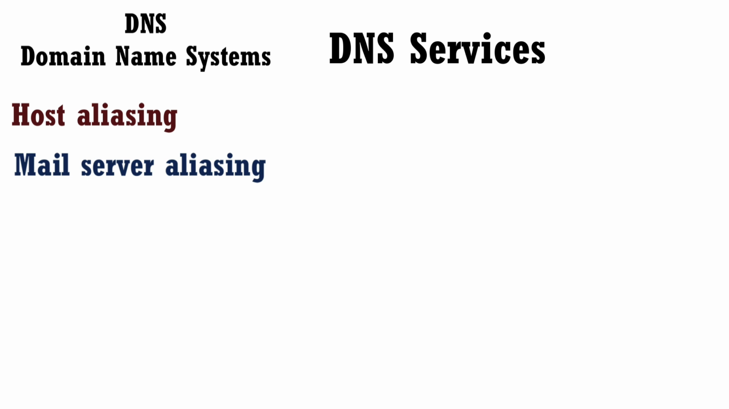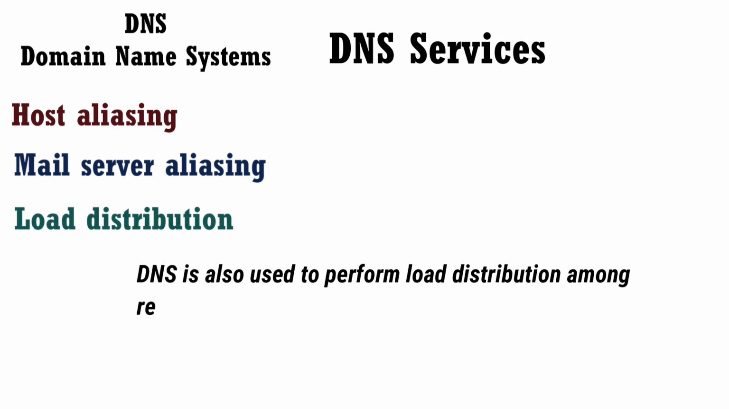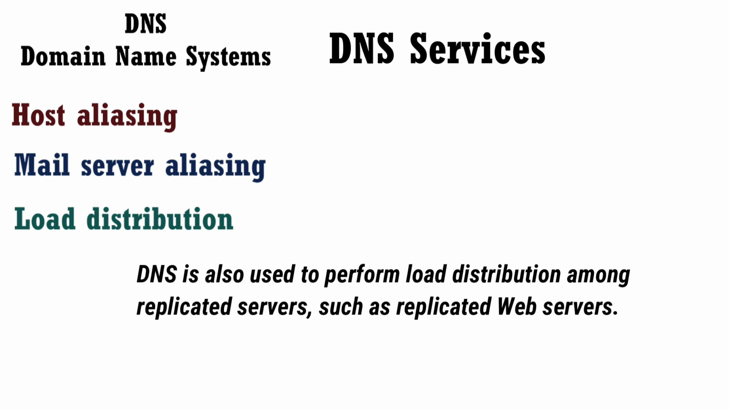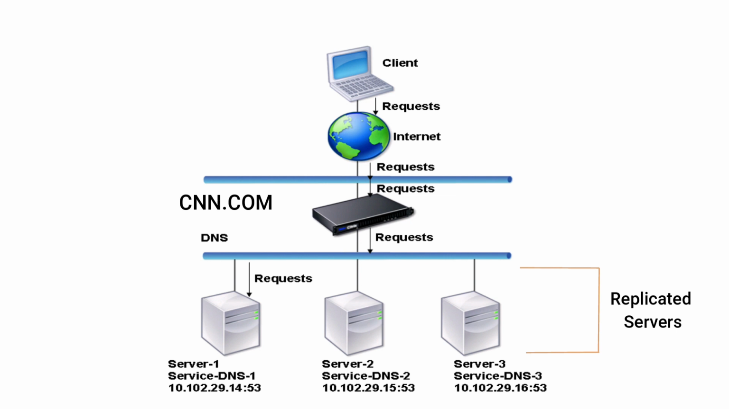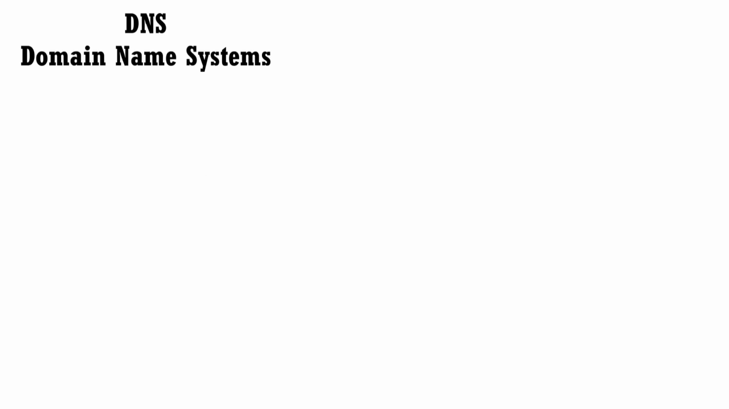The next service of the DNS is load distribution. DNS is also used to perform load distribution among replicated servers such as replicated web servers. Busy sites like facebook.com and cnn.com are replicated over multiple servers, with each server running on a different end system and each having a different IP address.